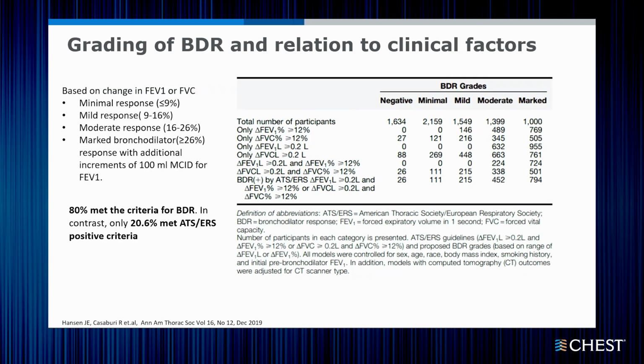And then in COPD, what happens in COPD? This was a subset of patients from the COPDGene cohort study. Here again, Dr. Hansen and colleagues in 2019 categorized patients based on FEV1 or FVC change into minimal, mild, moderate, and marked. Both moderate and marked had at least more than 100 ml change, and minimal had a change in FEV1. If you use these definitions, 80% met the criteria as shown on the right-hand side, whereas only 20% met the ATS-ERS criteria based on the old definition.